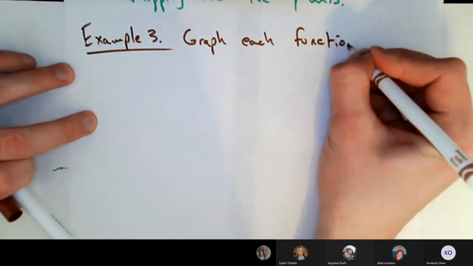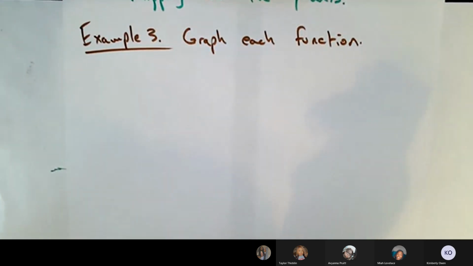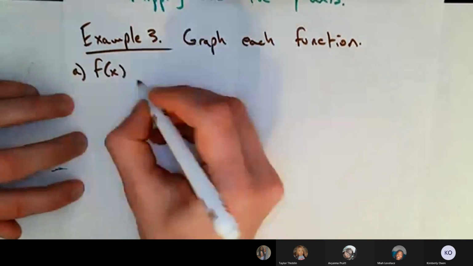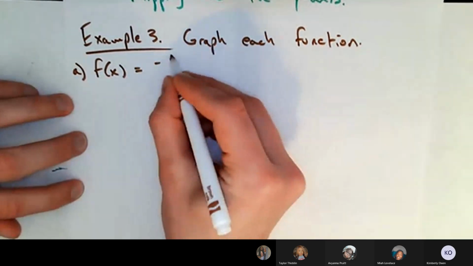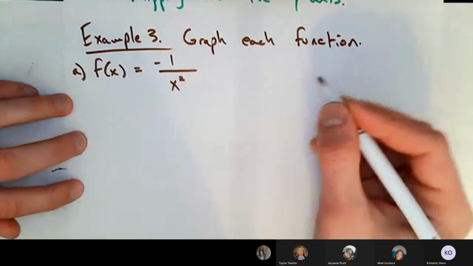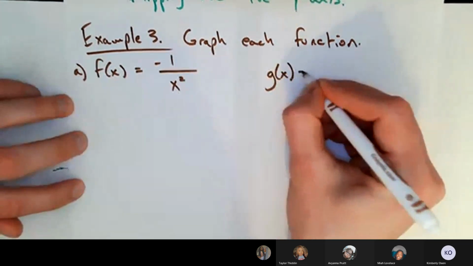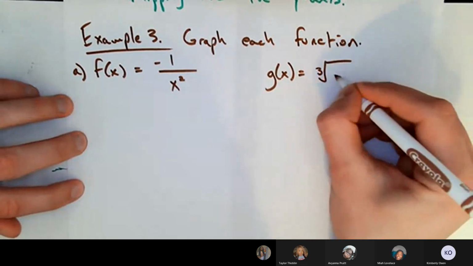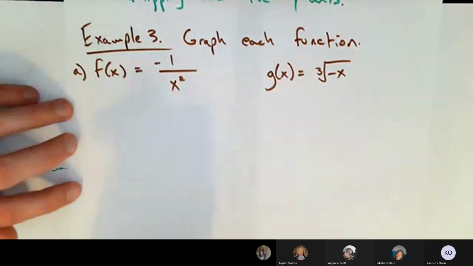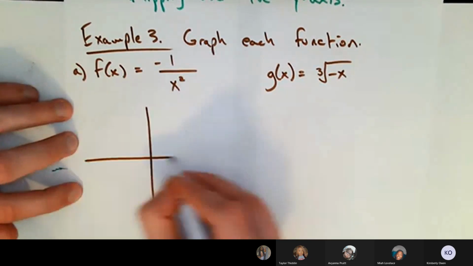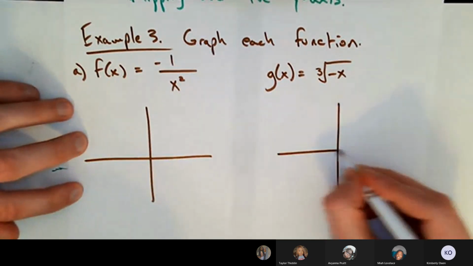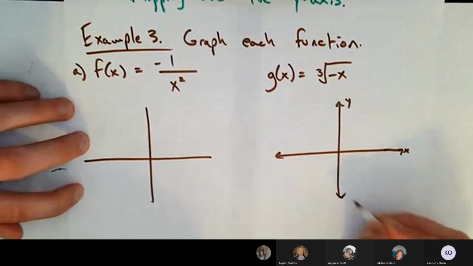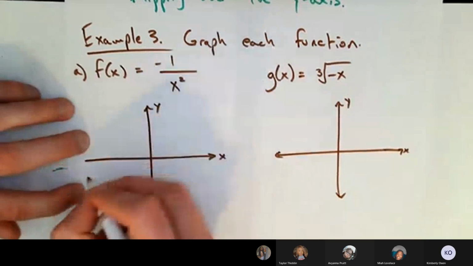I might go through this too fast for you, but you can always go back and review it later. So graph each function. Let's call this officially part A. f of x equals negative 1 over x squared, and g of x equals the cube root of negative x. Okay, let me draw my two graphs. So just a little bit more practice, literally just drawing these reflected graphs.